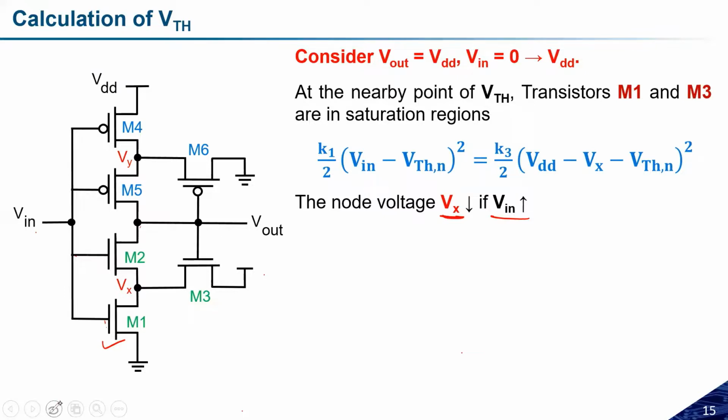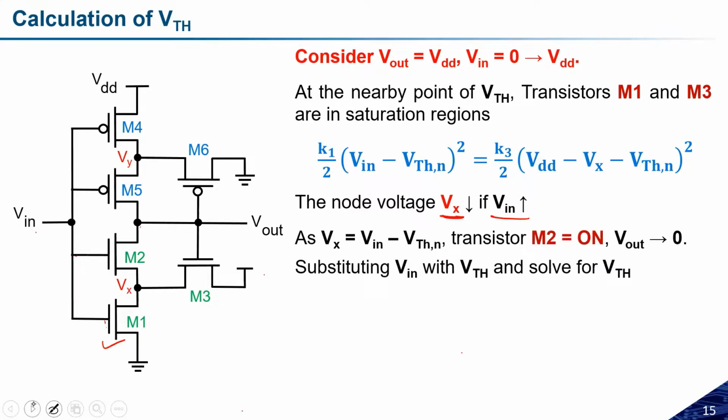As Vin keeps increasing, this Vx will keep decreasing, and because of that, Vx becomes a function of Vin and Vth. This transistor M2 will be in the on state once this condition is achieved. Then the output will switch to logic 0. Until M2 is in the on state, initially it was in the off state, as we calculated before, the behavior is something like that.